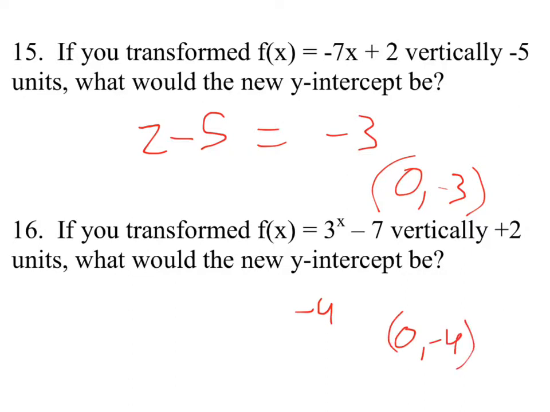And so let me just kind of explain what's going on. So 3 to the 0 power minus 7, and then you're going to add 2 to that. That's going to give you that. So this is the original y-intercept. Add the 2, you'll get -4. And there you go. And we'll stop the video there.